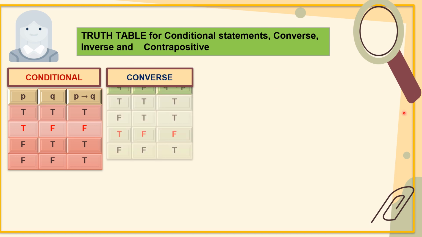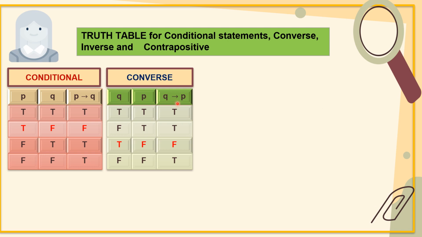Next, for the converse. Sa converse po is Q implies P. Okay, so mauuna si conclusion bago si hypothesis. Okay, sa conclusion, kung ano yung value ng Q doon sa conditional ay kokopyain lang natin dito. Kung true ang nakalagay dito, true din yan. Kung false, false din. Kung true, true din. False, false din.